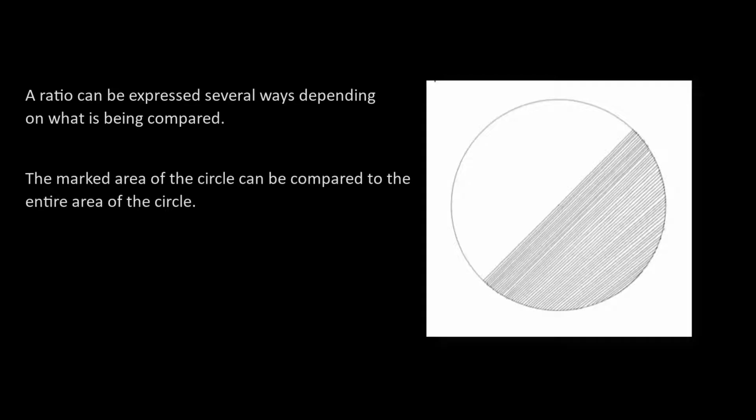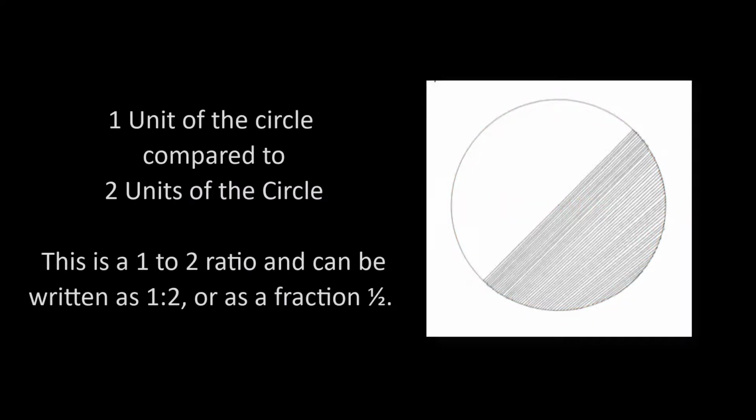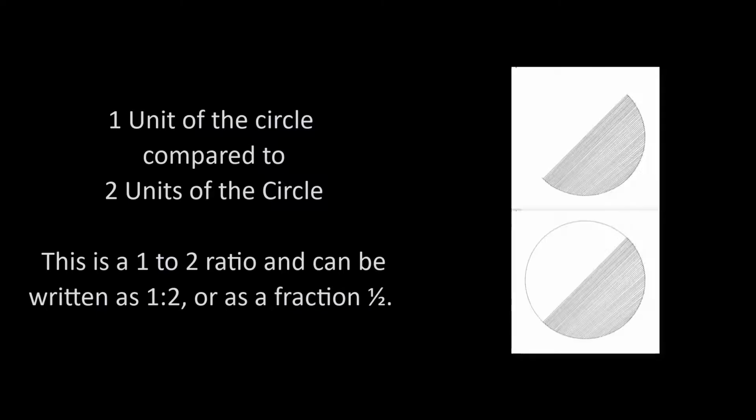The marked area of the circle can be compared to the entire area of the circle. One unit of the circle compared to 2 units of the circle. This is a 1-to-2 ratio and can be written as 1-to-2 or as a fraction, 1/2.